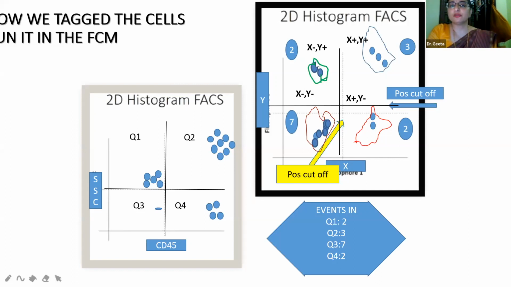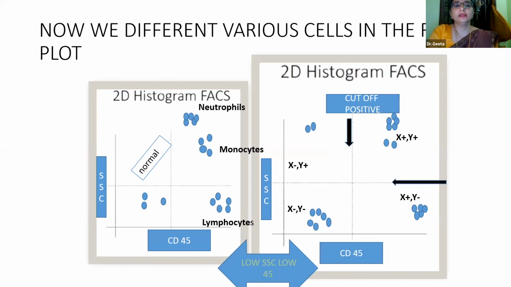So these are therefore called events and not cells. Now, in a normal population, we can differentiate side scatter and CD45, and we know that maximum CD45 is present on lymphocytes, so they are the most bright ones. Then a little less CD45 on monocytes, and they have more side scatter than lymphocytes, so they are upper. The highest position is for neutrophils, which have less CD45 as well as more side scatter. So that's about the normal cell.